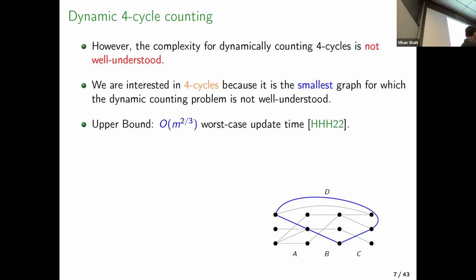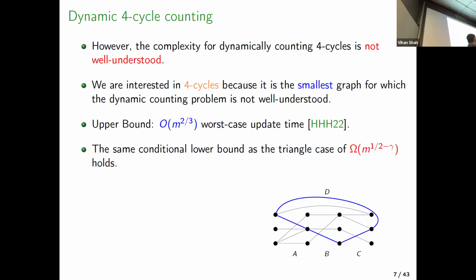Yeah, so there is an upper bound of m to the 2/3 by Hanauer et al. And the lower bound still stands at square root m. So the same lower bound as the triangle case holds here as well. So the question is, what is the right answer over here, between 2/3 and 1/2?